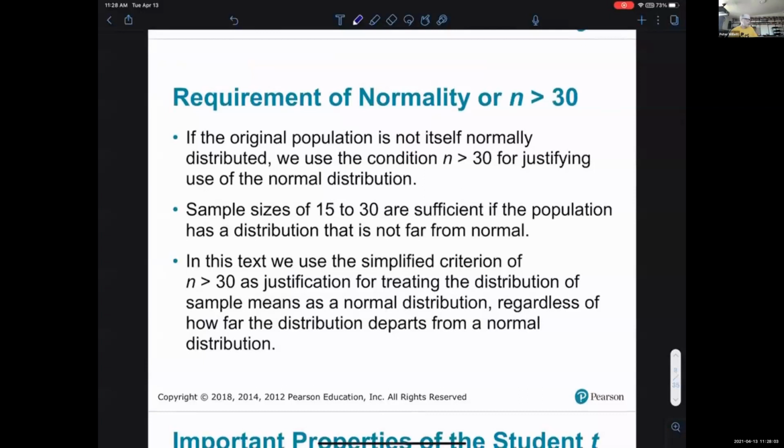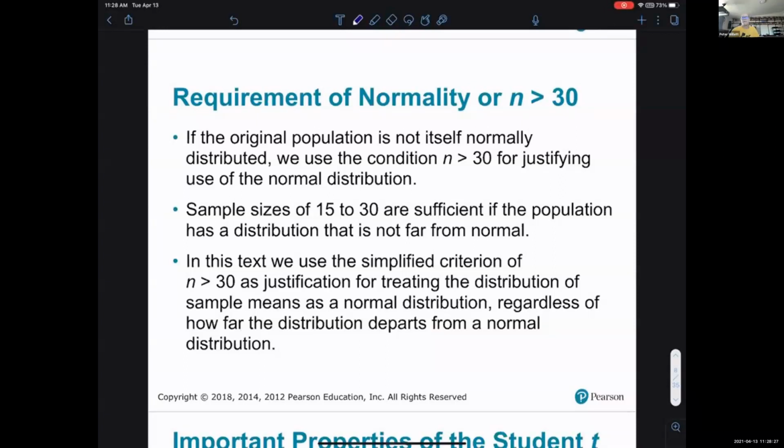So now they're going to look more closely at those requirements that we were just discussing. The requirement of normality or the sample size being greater than 30: if the original population is not itself normally distributed, we use the condition that n is greater than 30 for justifying use of the normal distribution for the sample values from that population.